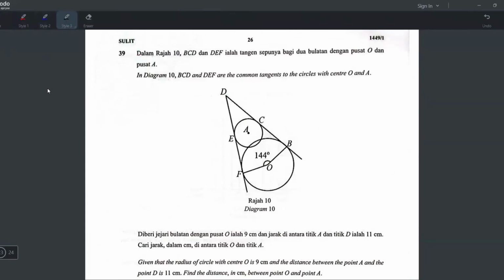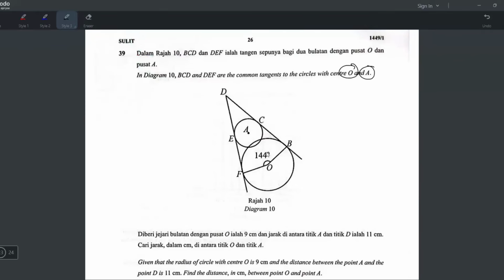Okay, let's do 39. In diagram 10, BCD and DEF are common tangents to the circle with center O and A. BCD is this line, DEF is this line. They are common tangents to the circles with center O and A. Common tangent means it is tangent to both circles, because there are two circles, right?